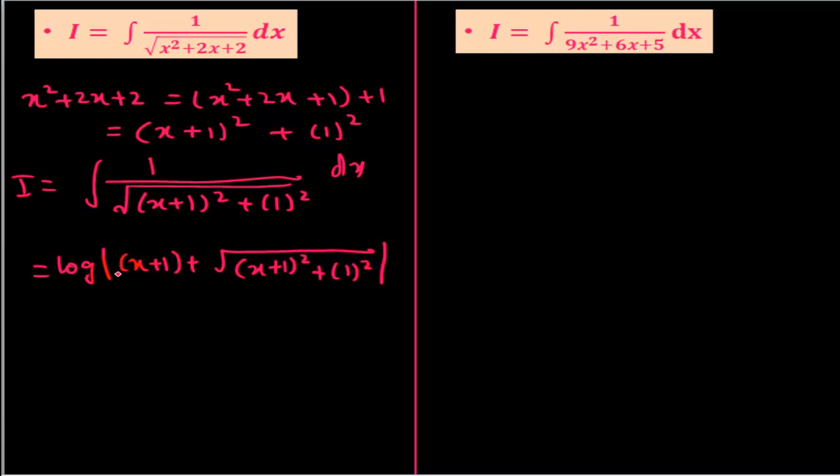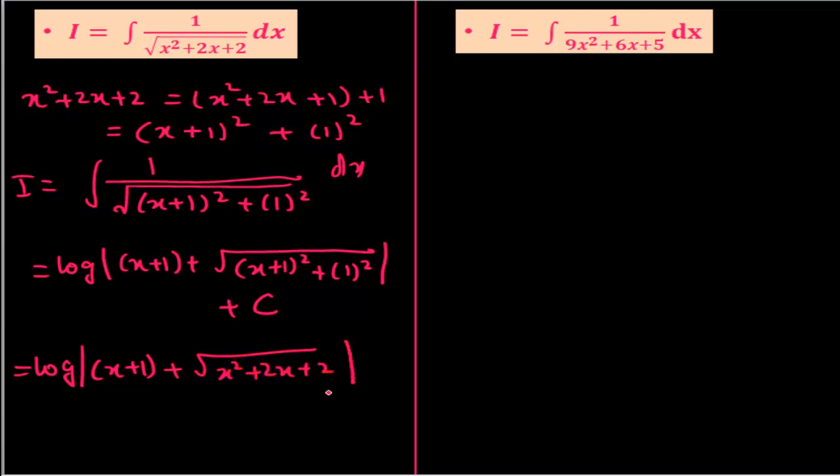So log x plus square root of x square plus a square. What do we have in place of x here? It is x plus 1, and the constant of integration. You will see whenever you simplify this part, you will expand it, and it will result in the given quadratic polynomial only. So we can write it as log modulus of x plus 1 plus square root of x square plus 2x plus 2 and the constant of integration. Now let us check the next one.